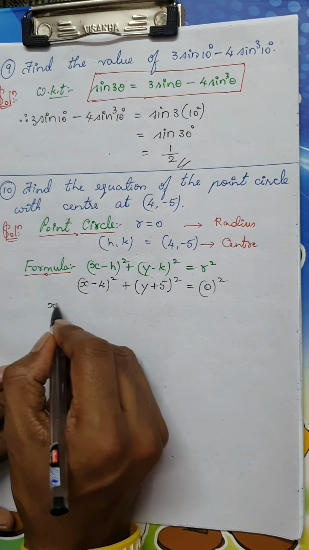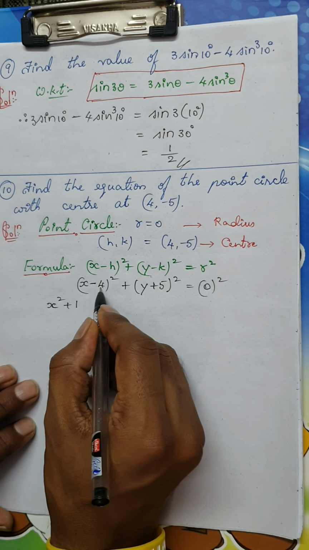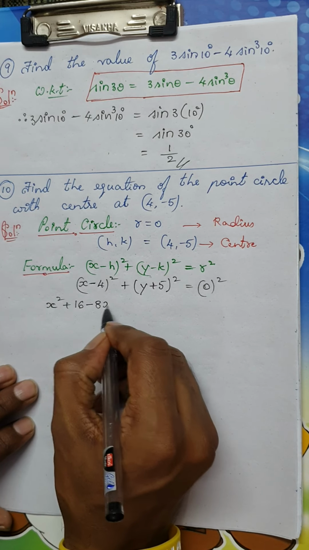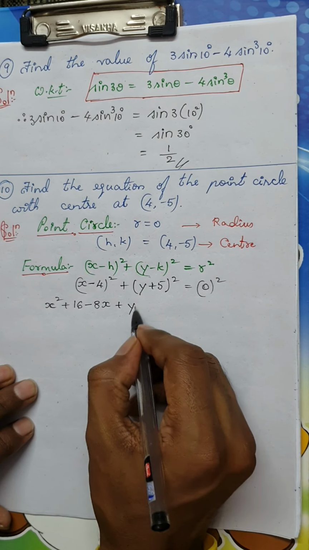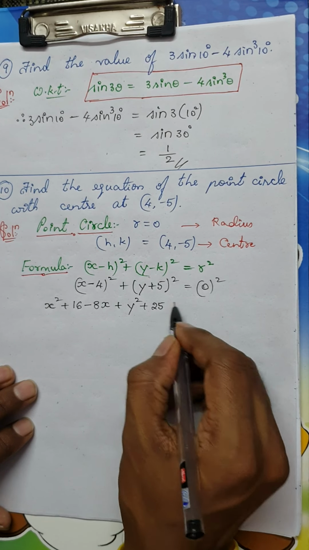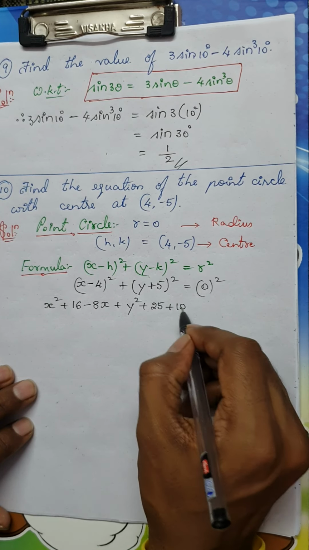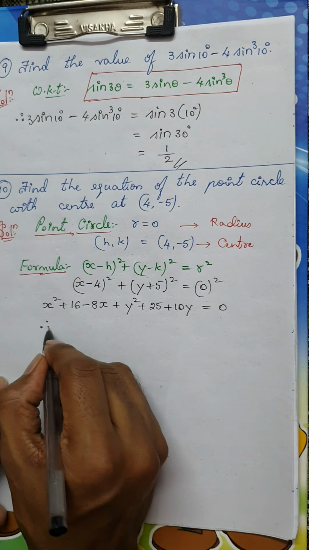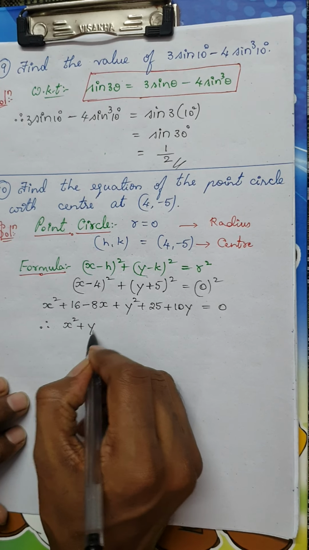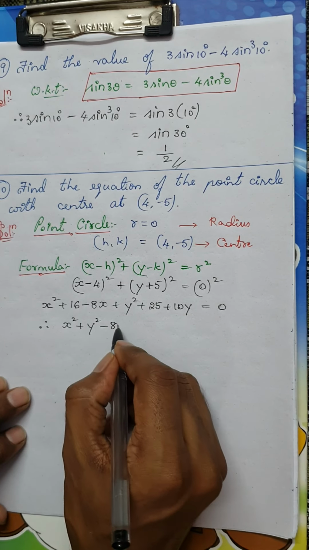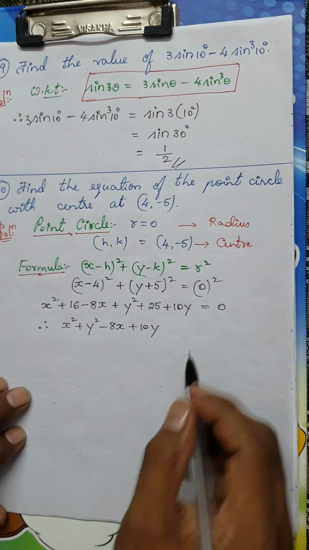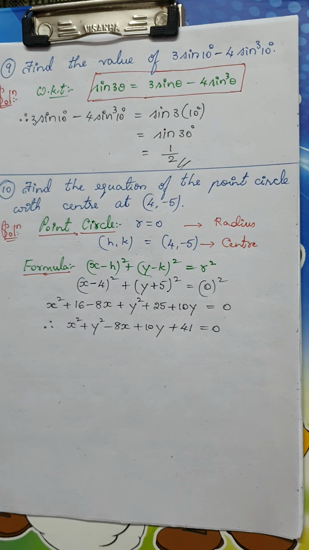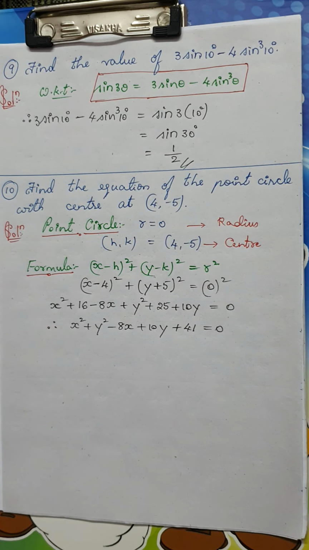Using a minus b whole square, you will get a square plus b square, that is 4 square, 16, minus 2ab, 2 into x into 4, you will get 8x. Similarly, a plus b whole square, so it is y square, 5 square is 25, plus 2ab, so 5 2s it is 10y. This is nothing but 0. Let us write it in a more simplified way. Equation of the circle is x square plus y square minus 8x plus 10y, and 16 plus 25 is plus 41, equal to 0, and this would be my required solution.